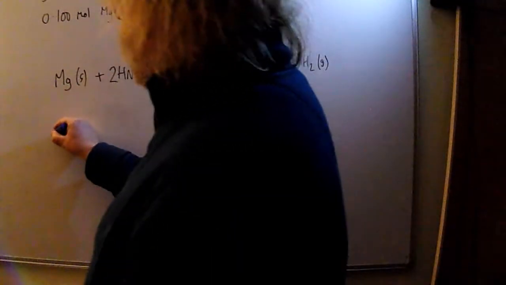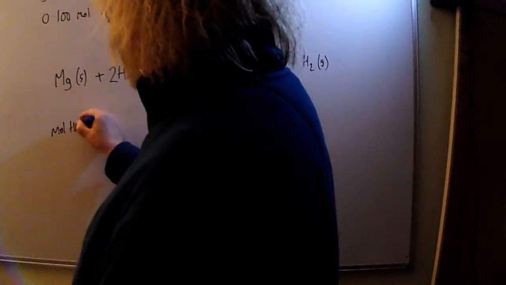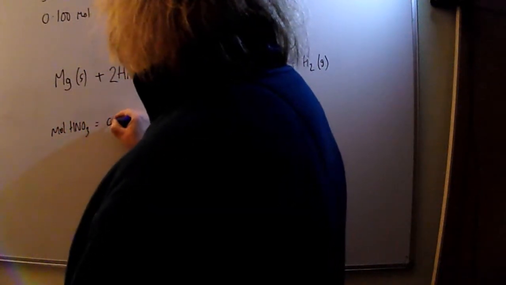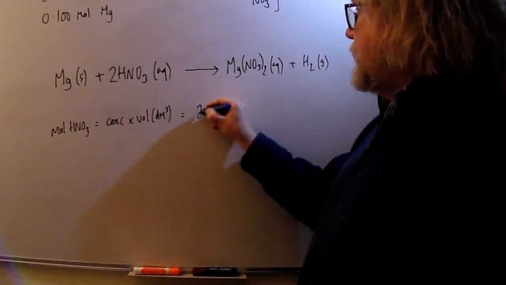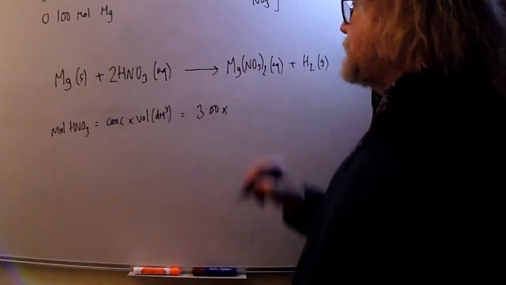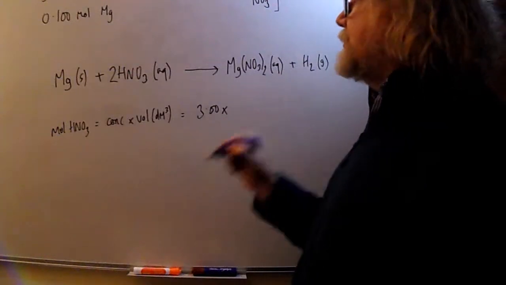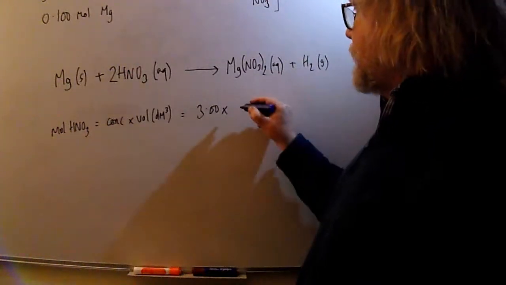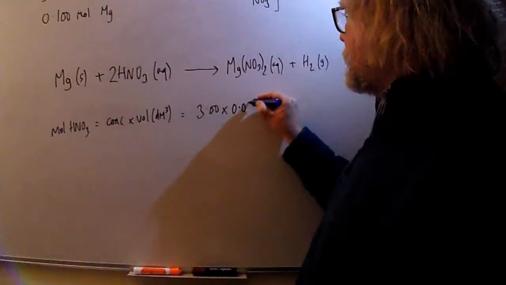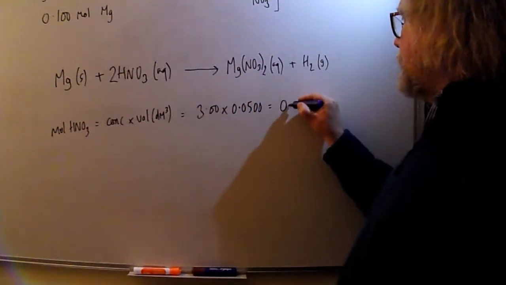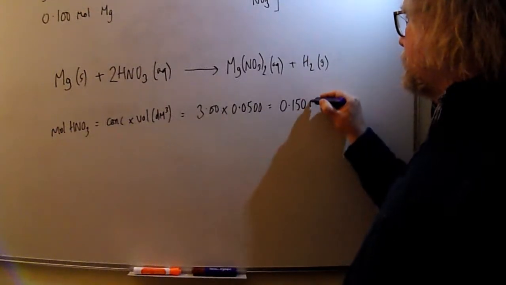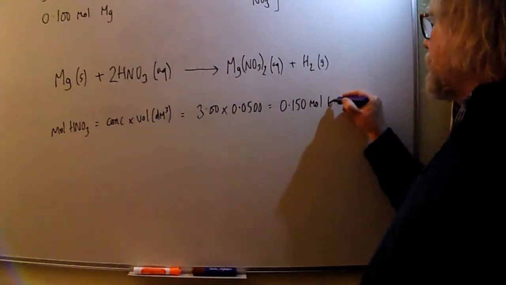So we start with moles of HNO3 is concentration times volume in dm cubed. And we've got the numbers for that in the question. The concentration is 3.00 moles per dm cubed, and the volume is 50 cm cubed. Don't forget to put it in dm cubed. Divide it by 1000, which is 0.05 dm cubed, and 3 times that is 0.150 moles of HNO3.